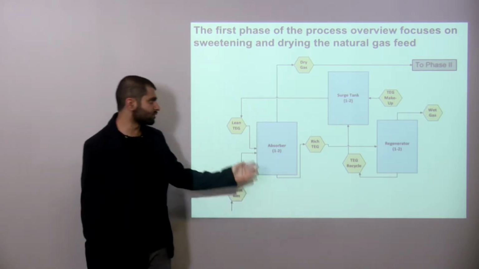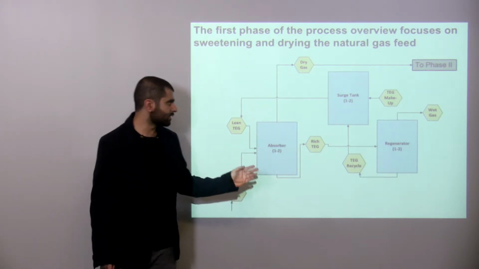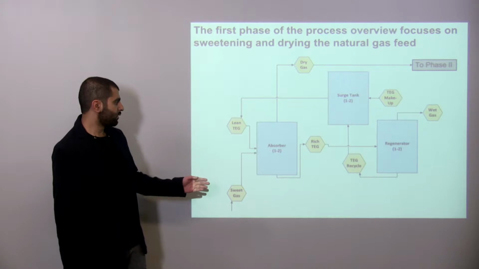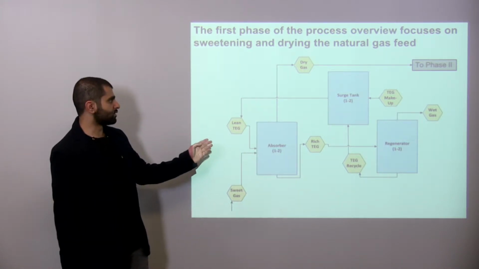Triethylene glycol is then sent to a surge tank where there is a triethylene glycol makeup stream that makes up for any losses that occur throughout the process. The tops from the absorption unit is the dry gas, which is then sent to phase two of our process.